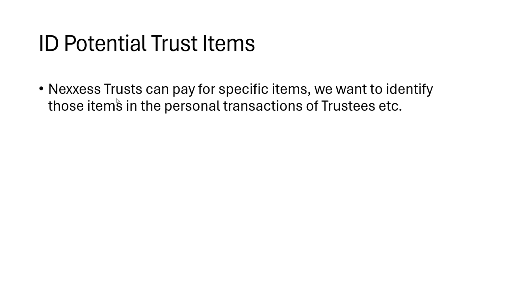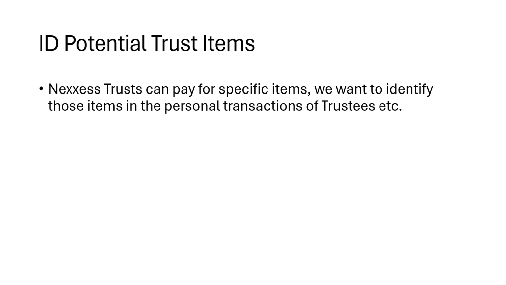Okay, so the next one is ID potential trust items. What does that mean? Nexus Trust can pay for specific items, and we want to identify those items in the personal transactions of trustees. So I have 100 different transactions that I pay for personally, and out of those 100, 15 of them can be paid for by the trust. We're going to identify those 15.